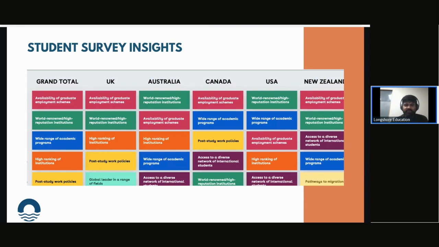Access to outcome is something that is very important. Availability of graduate employment schemes and the reputation of the institutions that you are studying in matter to a lot of the serious students.